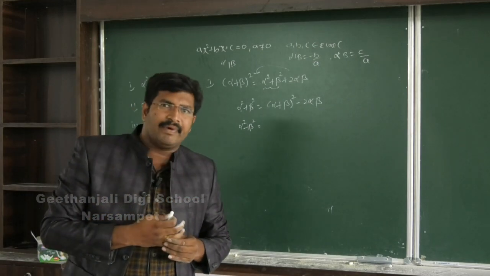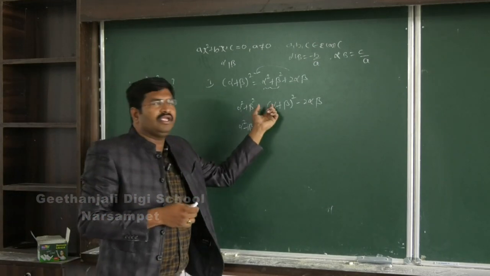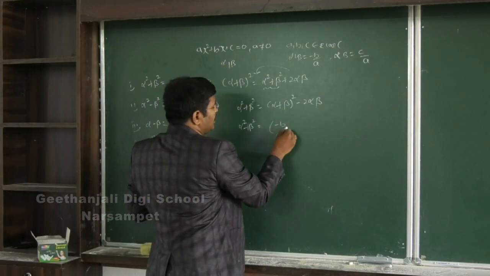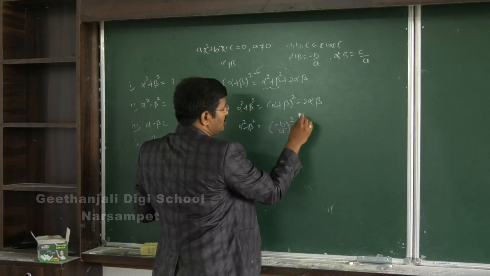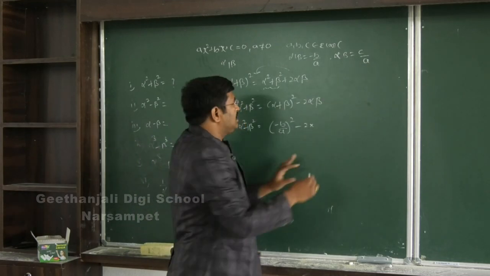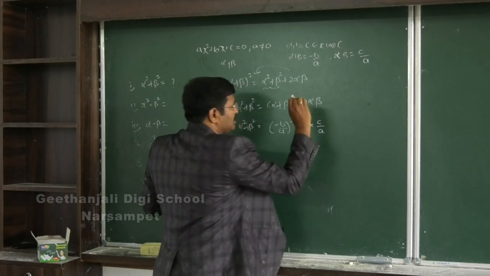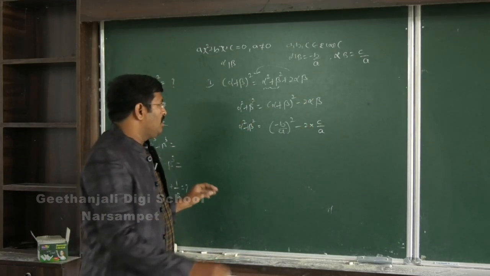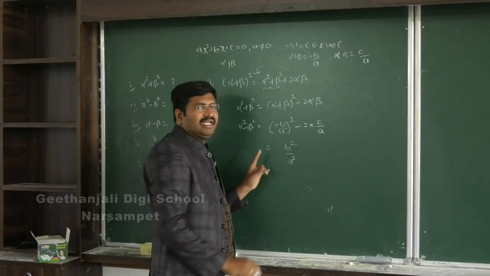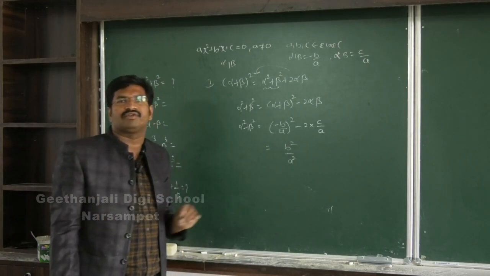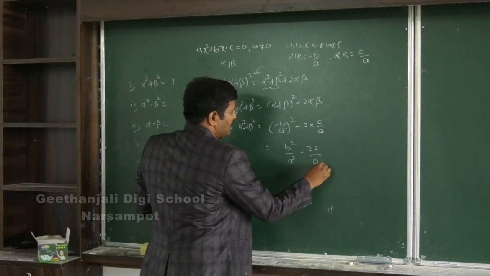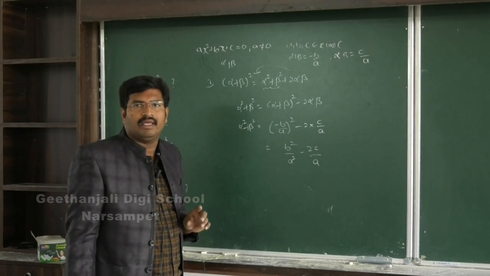Minus b by a. Then instead of alpha plus beta, you can substitute minus b by a whole square, minus 2 into alpha beta. Alpha beta is equal to what you know? c by a. Instead of alpha beta you have to substitute c by a. Now you will simplify: b square by a square minus 2c by a.